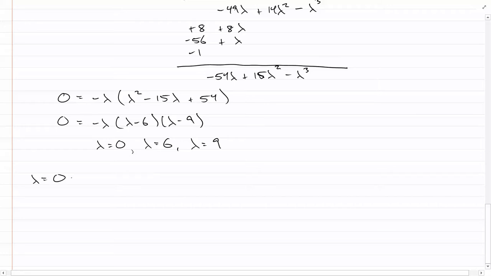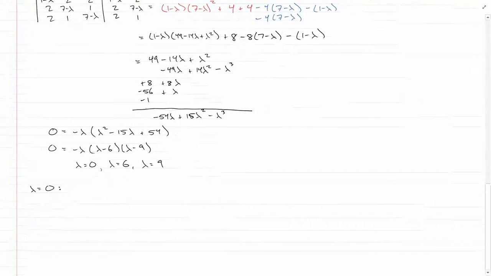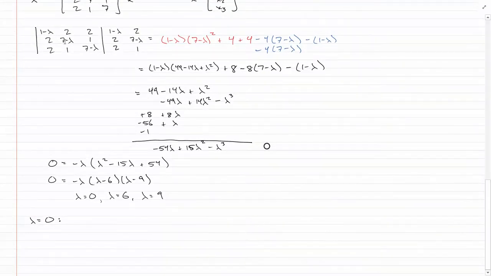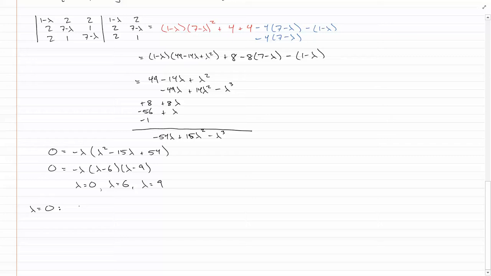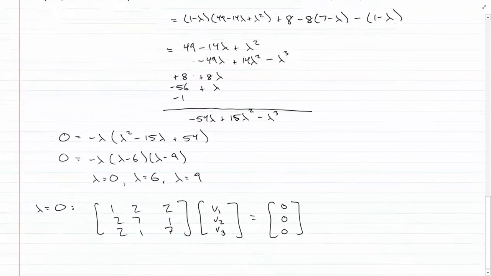Okay, so let's see, lambda equals 0. What we have to do, remember, we have to go back to this original matrix here, plug in lambda equals 0, and find an eigenvector. So we'd have 1, 2, 2, 2, 7, 1, 2, 1, 7, and we're trying to come up with a non-zero eigenvector which makes all of those equal to 0.